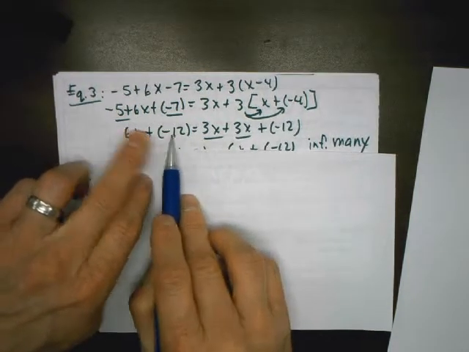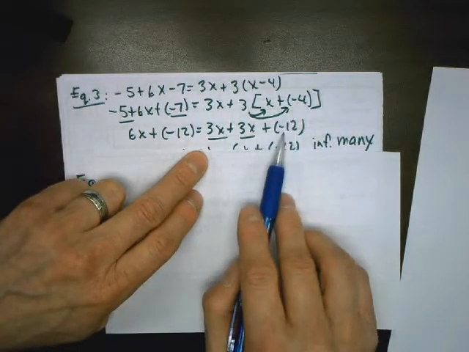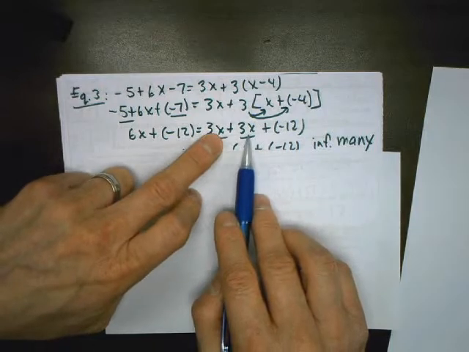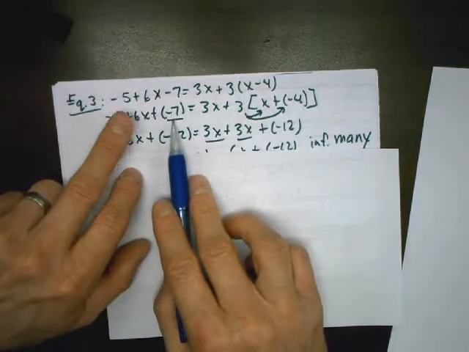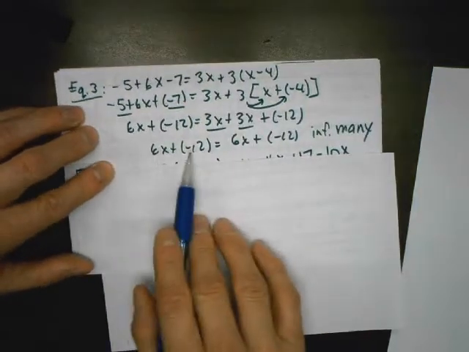These two, negative 5 and negative 7, is negative 12. Over here, 3 times x is 3x. 3 times negative 4 is negative 12. I only combine the x's with the x's. Over here, I only combine the constants. I don't combine constants with x's. And so this side is simplified.